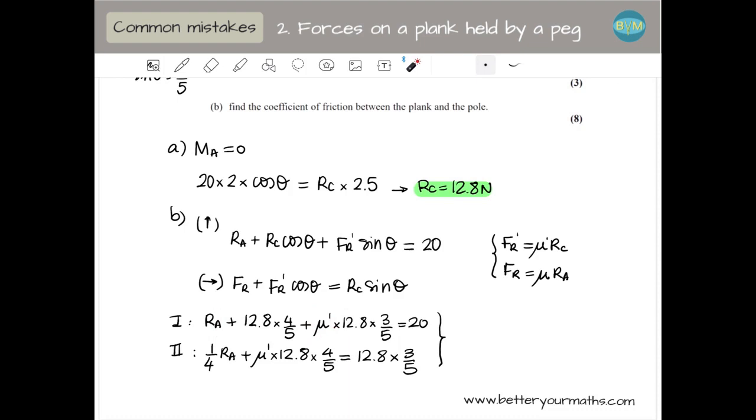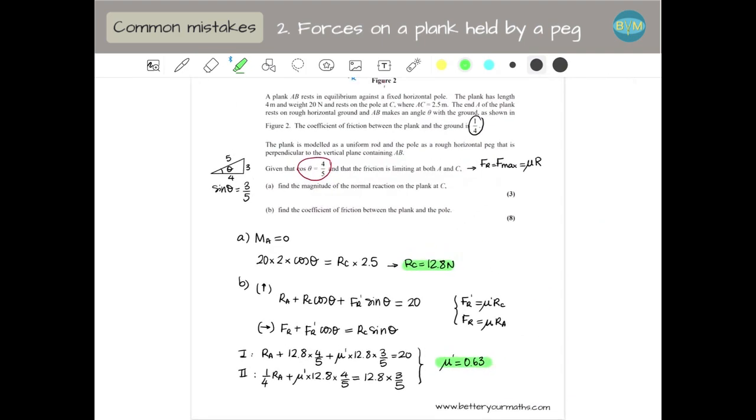I can, for example, multiply this one all by 4 and then subtract to get rid of RA, and I will find mu, the coefficient of friction at C. And this is going to be 0.63. It's just solving the simultaneous equations, right? So this is all with this question. This is what they ask.